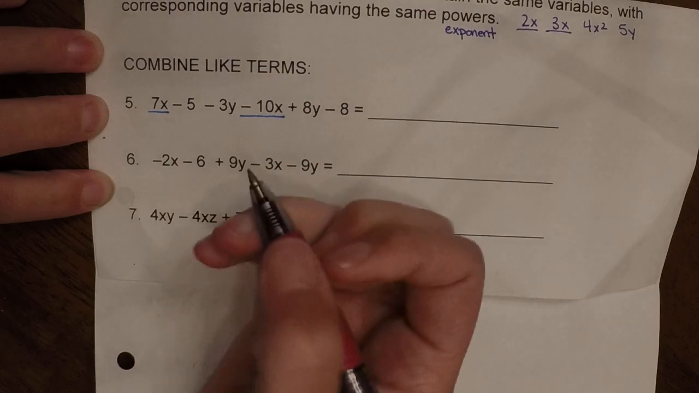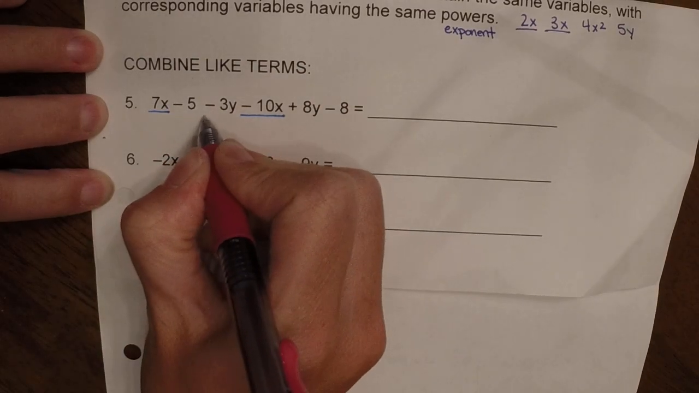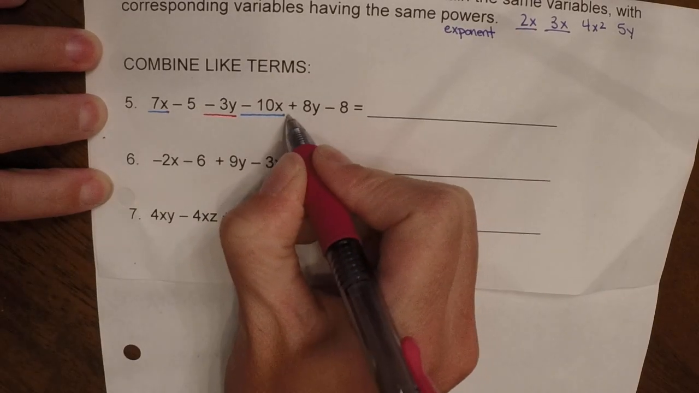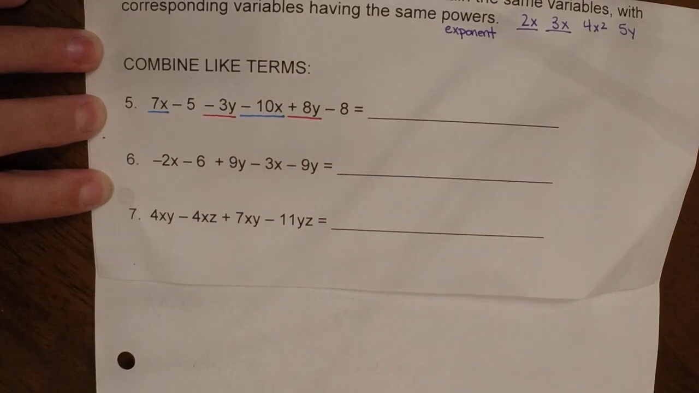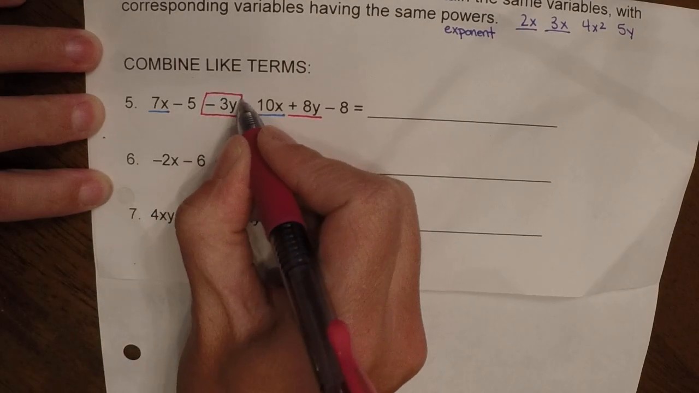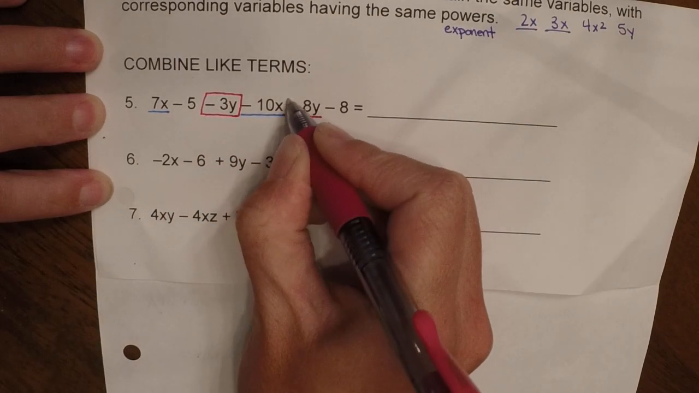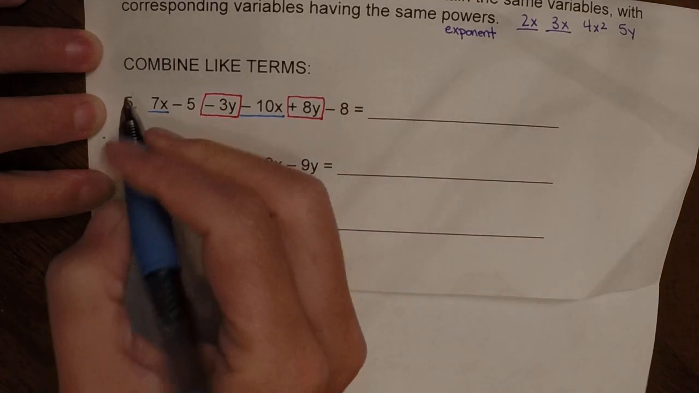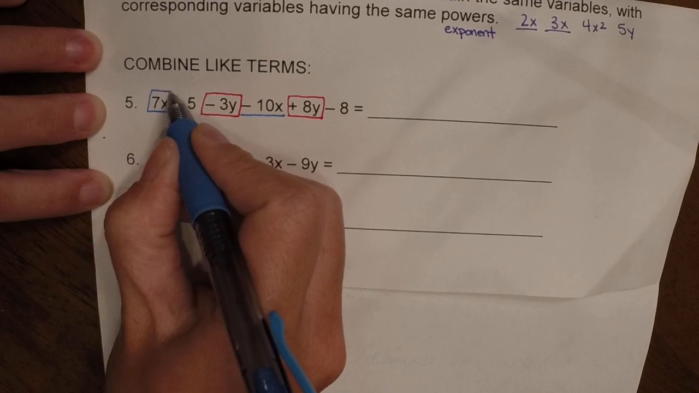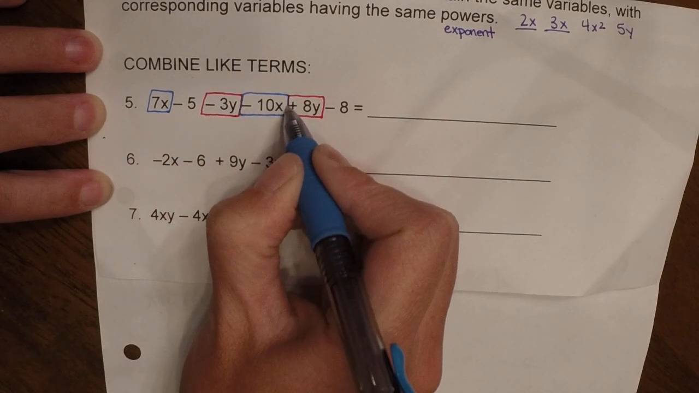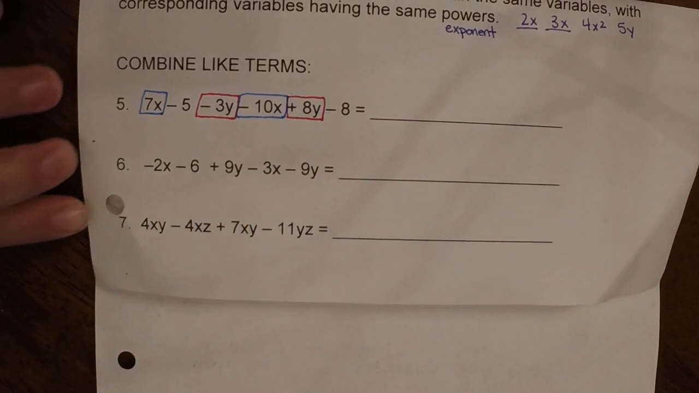Then I would have negative 3y, because it has a y, and positive 8y. You know what? I'm going to go ahead and box them. That way you guys will notice. Notice that I'm also boxing the sign. That is very important. Every number comes with a sign. It's either positive or negative. So when you're boxing these, make sure that you're including that sign.